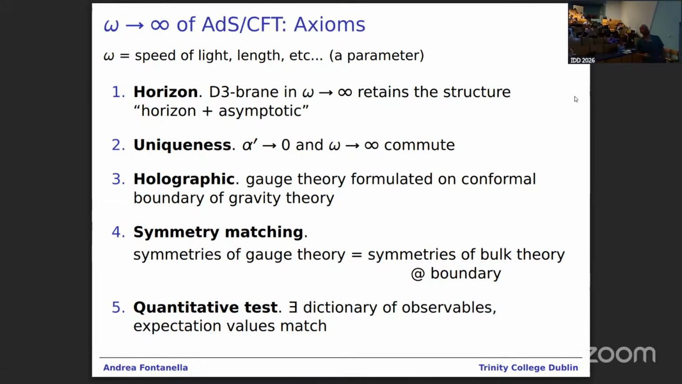of the AdS/CFT. So what I find sensible to propose is that the D3 brane, after taking this limit, still retains a horizon structure. So you have a horizon and an asymptotic region. Then I find sensible to propose that there is a uniqueness condition. So basically, if you take the low energy limit alpha prime and then the limit omega to infinity, those two limits commute and they give you a unique final theory. Then a holographic condition. So basically, the gauge theory is formulated on the conformal boundary of this gravity theory. There is a symmetry matching, so the space-time symmetries of the gauge theory are realized as global symmetries on your bulk theory when you evaluate them at the boundary. And then there should be a quantitative test. Basically, you have a dictionary between observables of the two theories, and the expectation values of those observables must match.